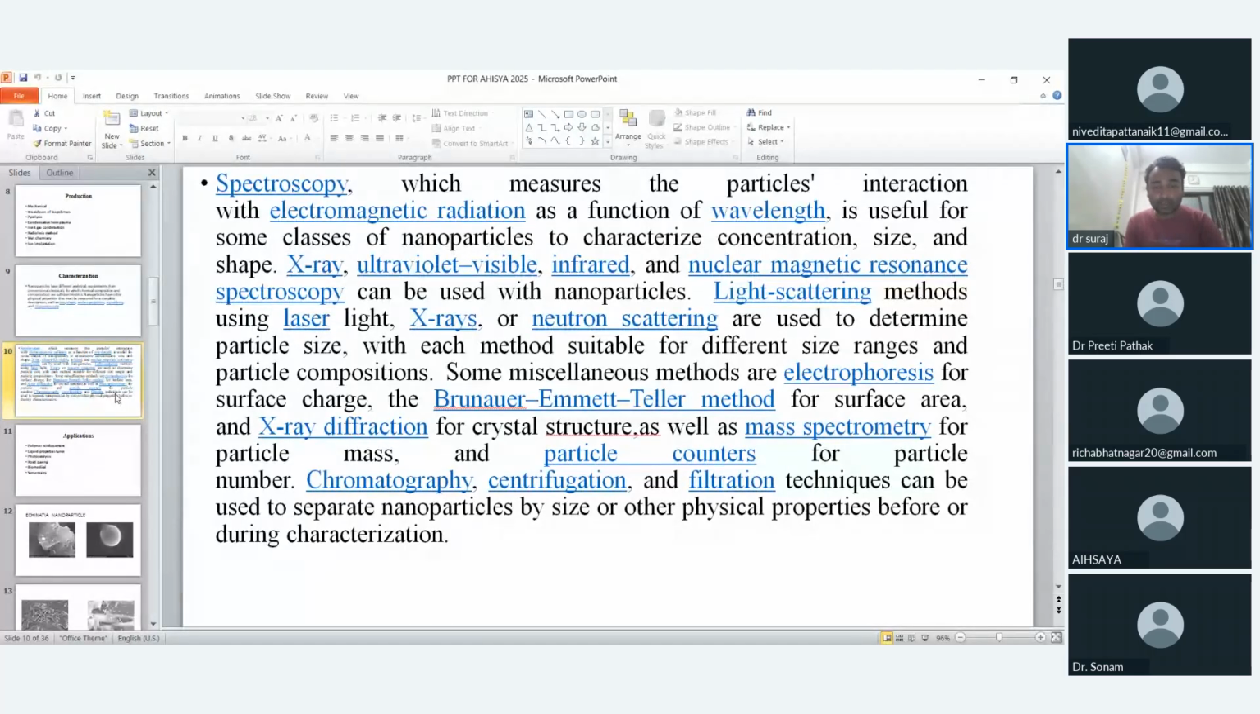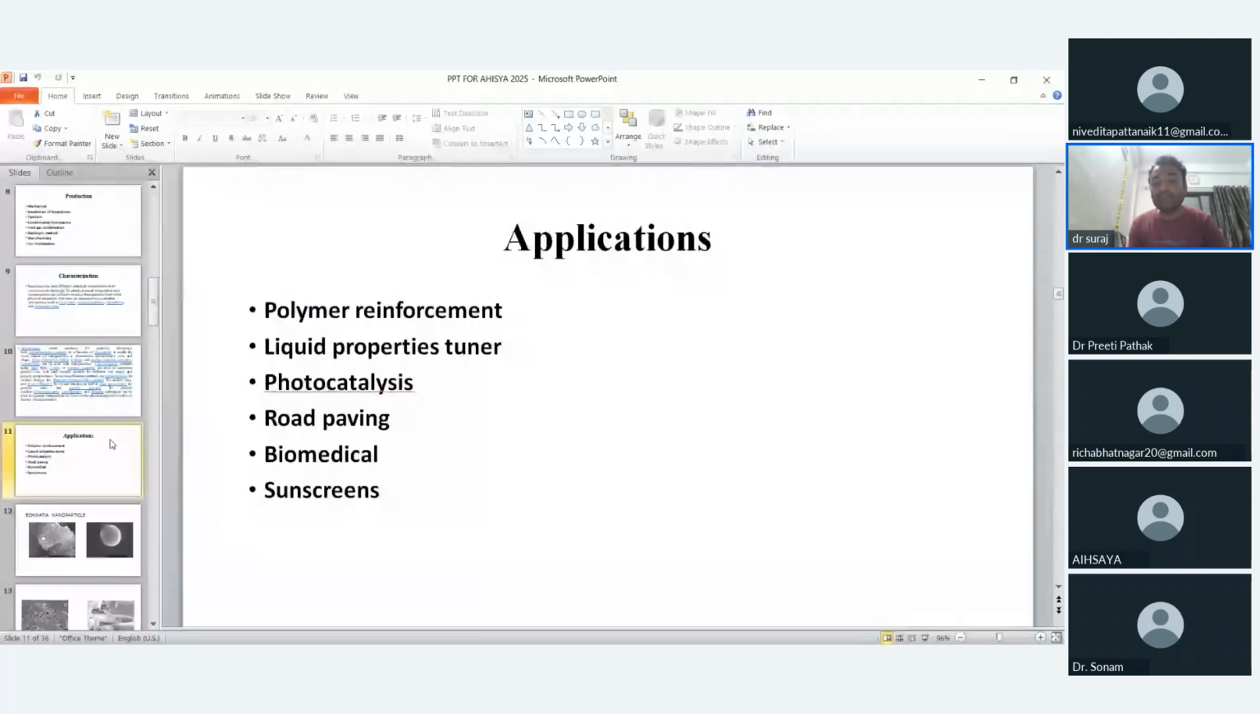Next is, what are the applications? Why do we prepare this nanoparticle? It is used for the biomedical aspect. It is important for us for various diseases or the target cell and the tissue. Other uses are sunscreens, road paving, photocatalytic action, liquid properties tuner, and polymer reinforcement. So these are the different applications and uses of nanoparticles. For our pathy, the biomedical aspect plays a major role. Now, moving to the next slide.